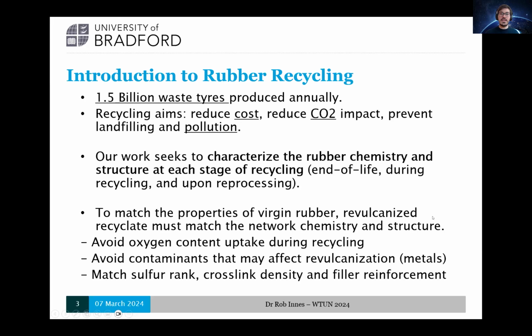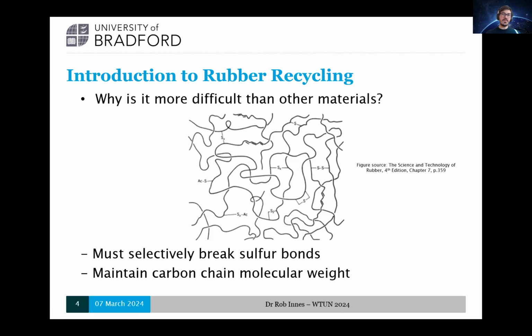So the ideal goal really is to match the properties of a virgin tire, a tire that has not been through any use and is equivalent to a new product. And a few of the challenges that you need to take on when trying to do that is avoiding oxygen uptake, which is a problem when you recycle these kinds of materials. Generally, they absorb oxygen from the atmosphere. You want to avoid contaminants, which can happen in recycling facilities. So you tend to get quite a lot of metal contaminants. And then you, of course, have to match the chemistry and structure of the starting material so that the properties are the same, because you don't want the recycled material to have lower mechanical and dynamic properties than a non-recycled version.